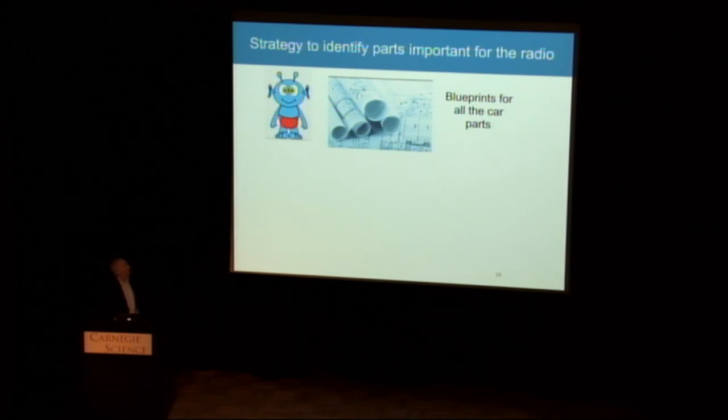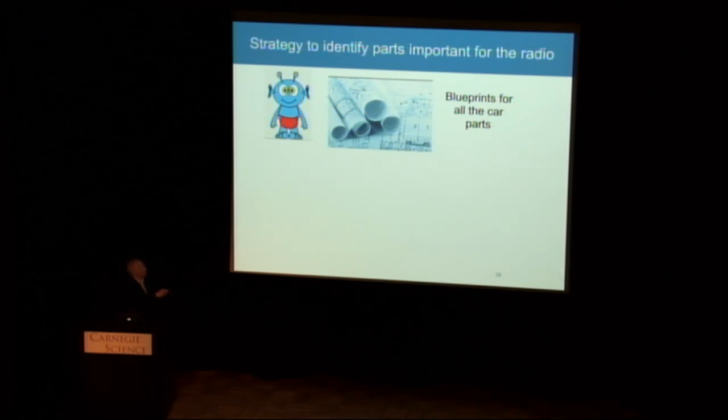So the way to think about this is supposing you're a Martian and you've been told by your captain of the ship to go down, and you know there are cars and they have this noise coming out of them, something you hear that humans call radios. And you're instructed to figure out what part of the car is important for radio function. So how do you go about doing that?